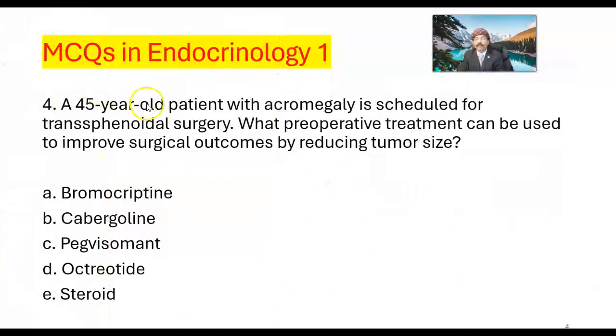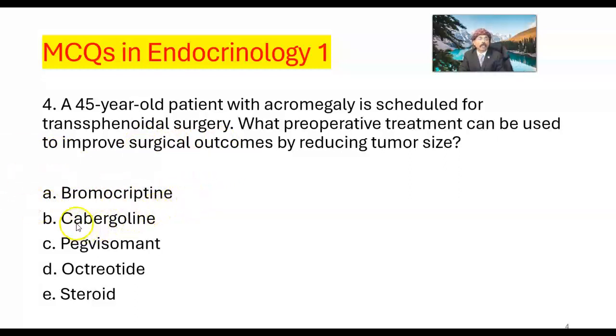Number 4. A 45-year-old patient with acromegaly is scheduled for transsphenoidal surgery to remove the pituitary macroadenoma. What preoperative treatment can be used to improve surgical outcome by reducing tumor size? Okay, so it may be macroadenoma, it may be microadenoma. It is a tumor of the pituitary gland that is causing acromegaly. So we need to shrink the size of the tumor. So what are the best options for us?